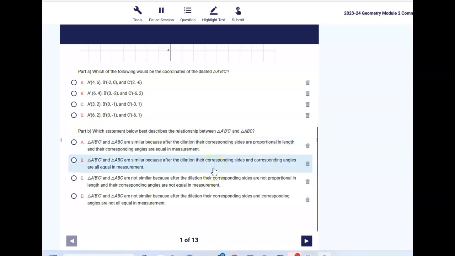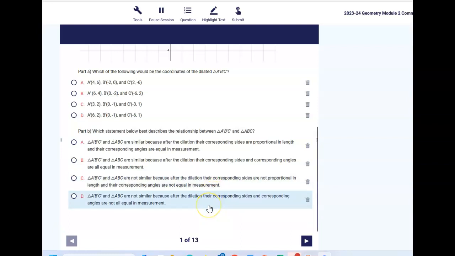Option B. Triangle A', B', and C' and triangle ABC are similar because after the dilation, their corresponding sides and corresponding angles are all equal in measurement. Option C. Triangle A', B', C' and triangle ABC are not similar because after the dilation, their corresponding sides are not proportional in length and their corresponding angles are not equal in measurement.